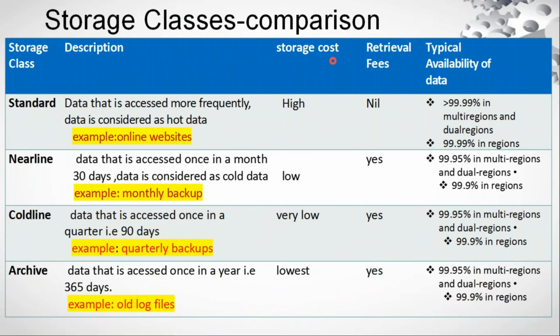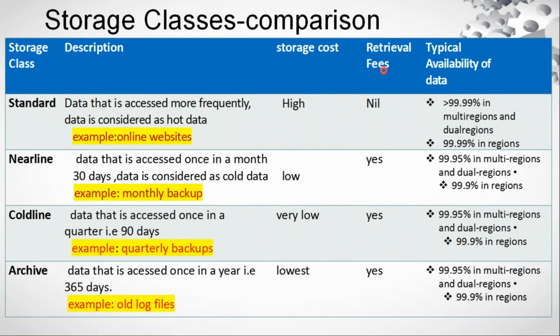Now coming to storage cost. If you are storing any data in standard storage class, Google will charge a very high cost. If you are storing data in nearline, the storage cost is somewhat low. In cold line, it is very low. In archival storage class, it is the lowest. So this is the sequence of order.